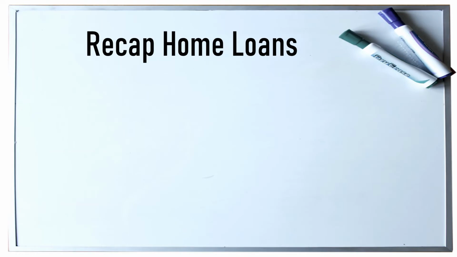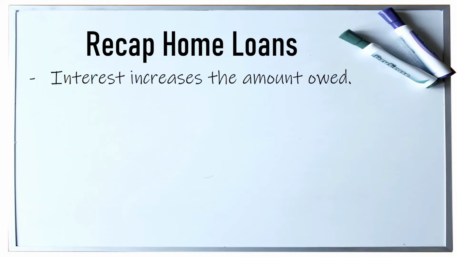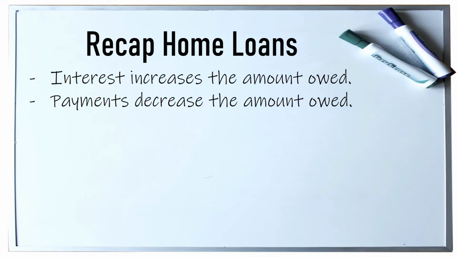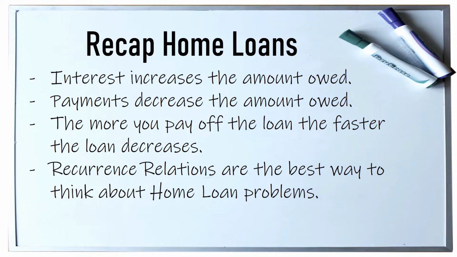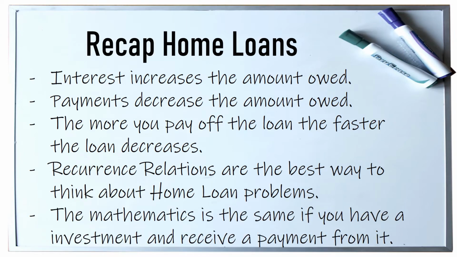So let's recap home loans. Interest increases the amount owed, payments decrease the amount owed. The more money you pay off the loan, the faster the loan decreases. Recurrence relations are the best way to think about home loan problems. The mathematics is the same if you have an investment and receive a regular payment from it.